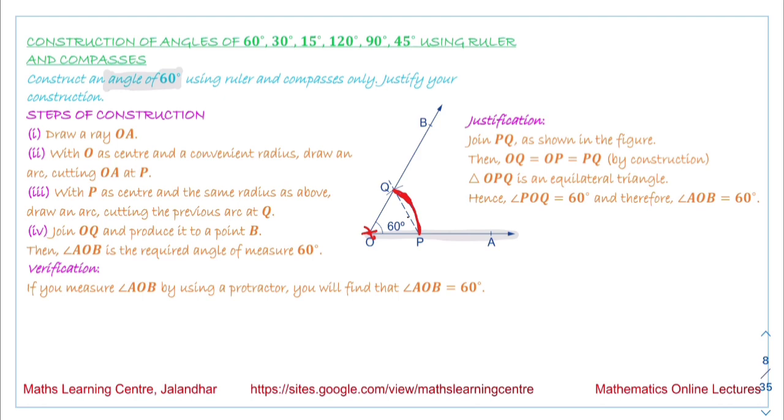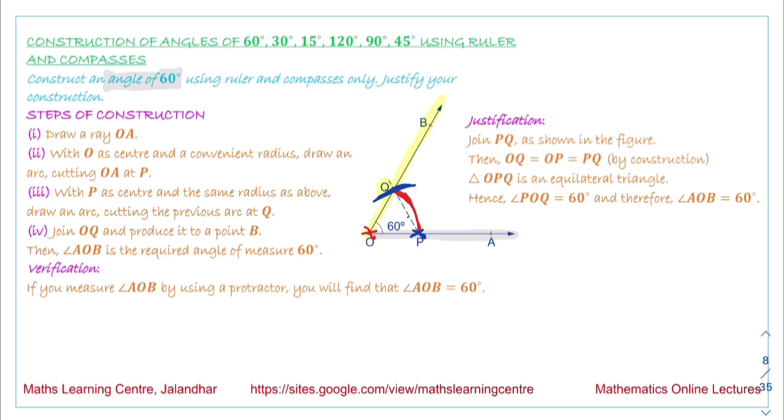Then in the next step, without changing the radius of the compass, we will keep the compass at this point P and we have marked an arc over here. This arc is intersecting with OB. That point we are saying is the point Q, and we have joined these two points O and Q, and we get this line OQB.